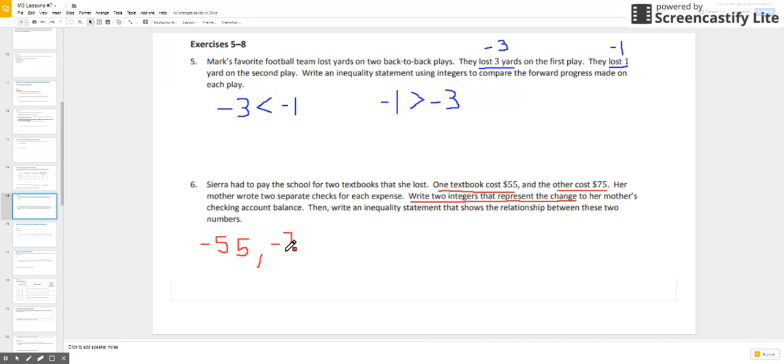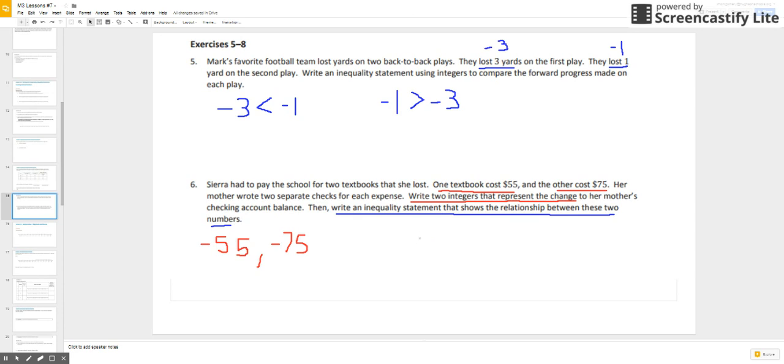Now they want us to do something else. It says, then write an inequality statement to show the relationship between the 2 numbers. Once again, if you haven't done this already, please pause the video and then come back and I'll show you what the inequality statement should be. All right, just like the one above, it doesn't give us any direction, either greatest to least or least to greatest. So you could have 2 possible answers.